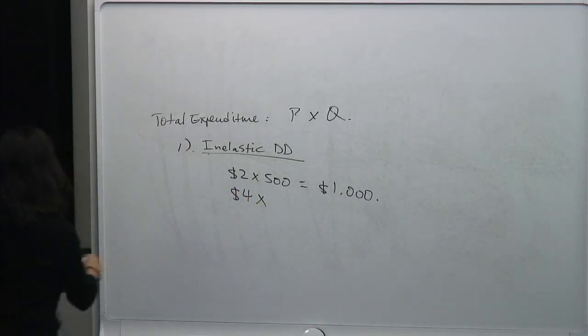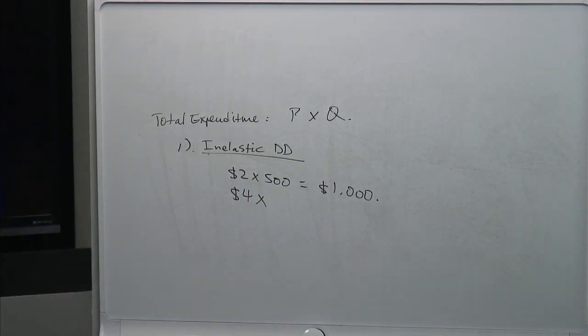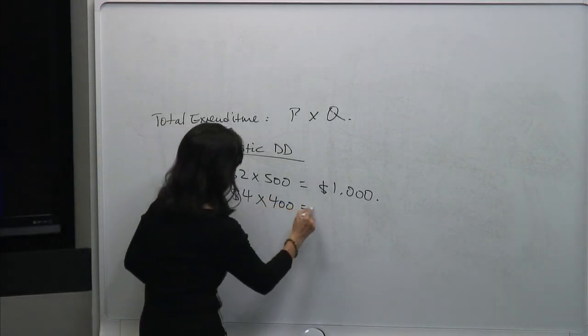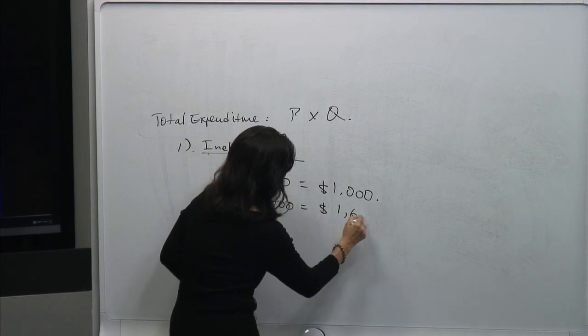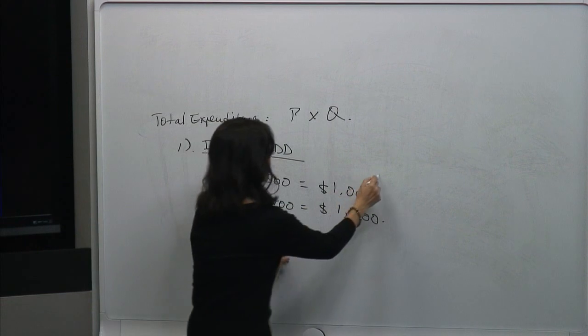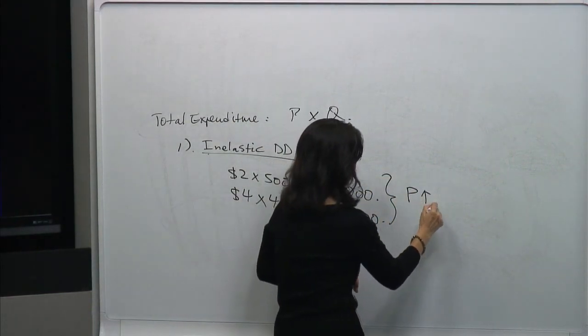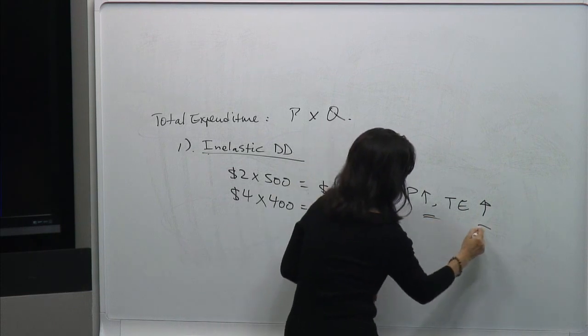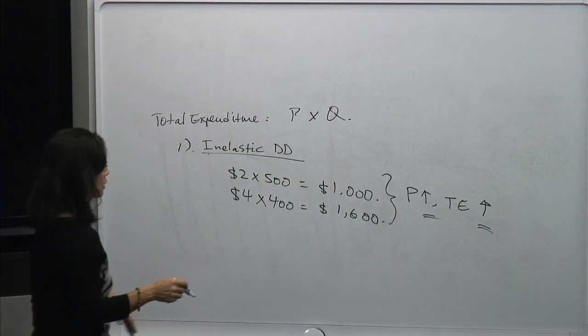Can you tell? You just draw the line here, right? 400. Right, 4 times 400 is? 1,600. Very good. Is everybody with me? So what that means is when price goes up, your total expenditure goes up. Same direction. One is up, the other one is up.